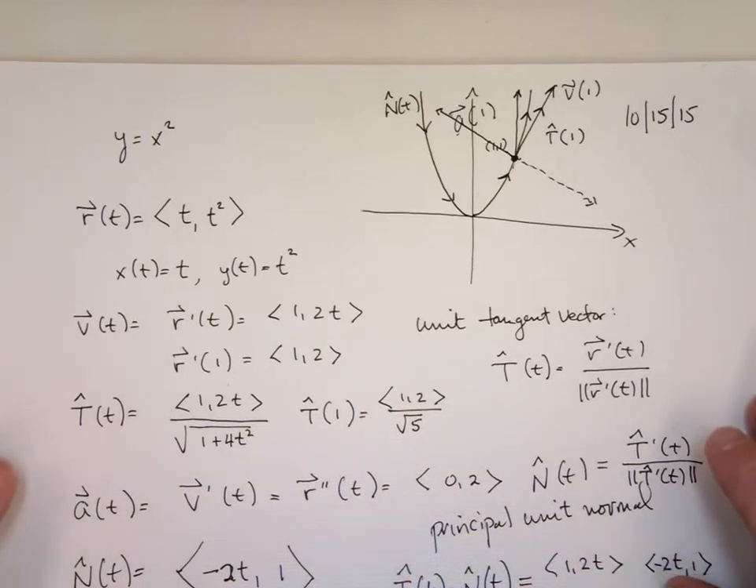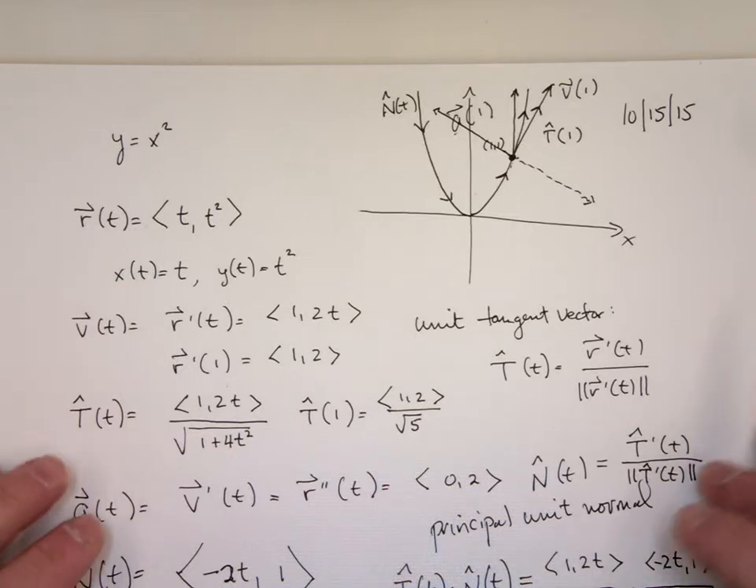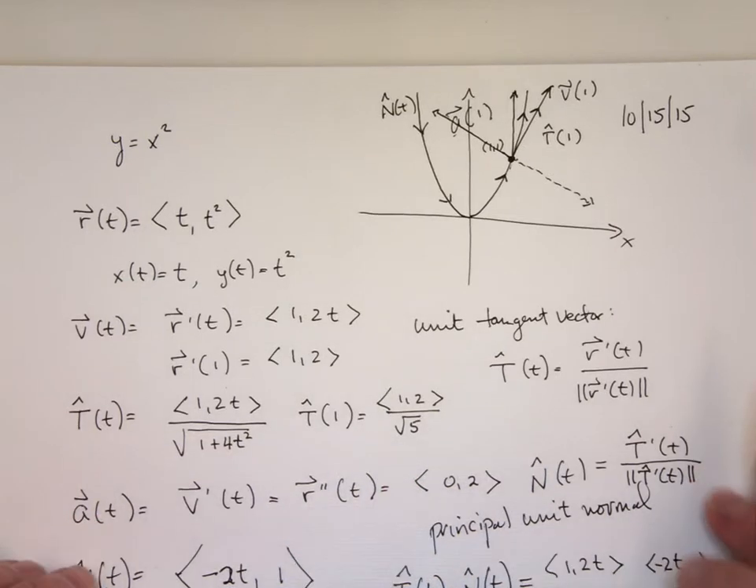Okay. There's one more thing I want to do. I'm going to redraw it too. What we want to do is find the normal and tangential components of the acceleration. All right? So here's what we're going to do.